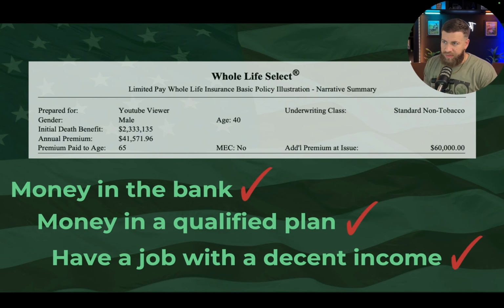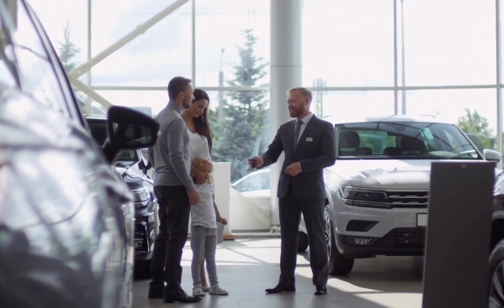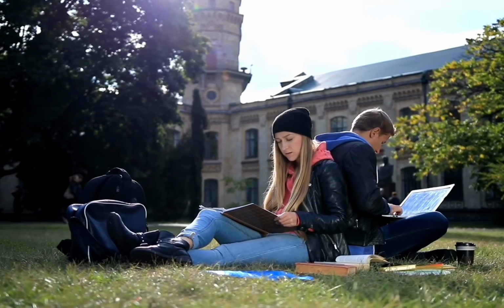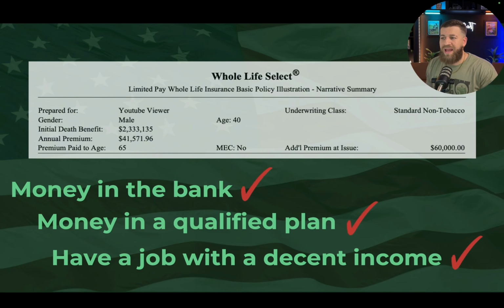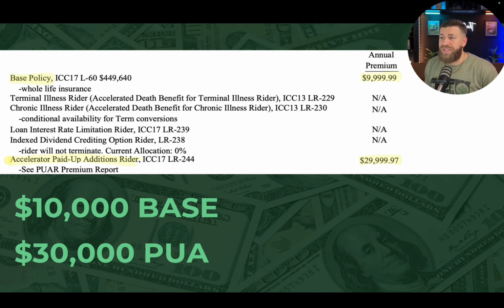Same numbers, same everything. I'm assuming that this person has never studied or maybe even heard of the infinite banking concept before. They've probably followed the traditional route of saving for retirement and purchasing things like cars or saving money for their kids to go to college, if their kids go to college. So they probably have some money in the bank. They've got money in a qualified retirement account, and they have a decent income. Now, in this example, we're going to put $10,000 into the base of the policy and 3 times that amount into the PUA. Don't mind a couple pennies missing here and there. It's just something that the illustration does, but same numbers as before, 10K into the base, 30K into the PUA.